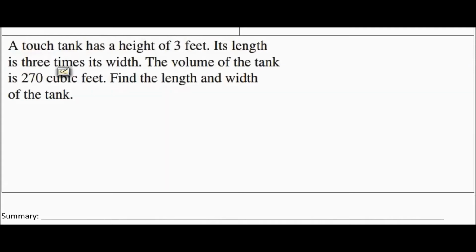Okay, word problem, your favorite, a touch tank. I don't know what that is either. I think it's a tank where you hit the thing and somebody falls in the pool. Anyways, it has a height of 3 feet. Its length is 3 times its width. Oh, I have no idea what that means. And its volume, or the volume of the tank, is 270 cubic feet. Okay, find the length and width of the tank.